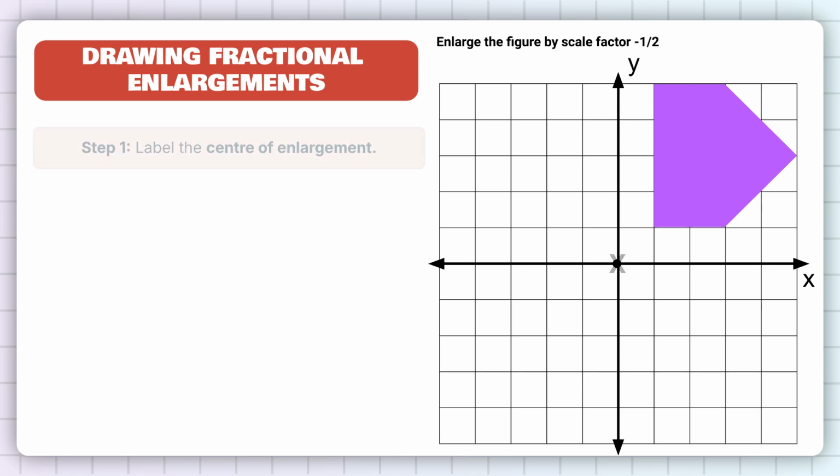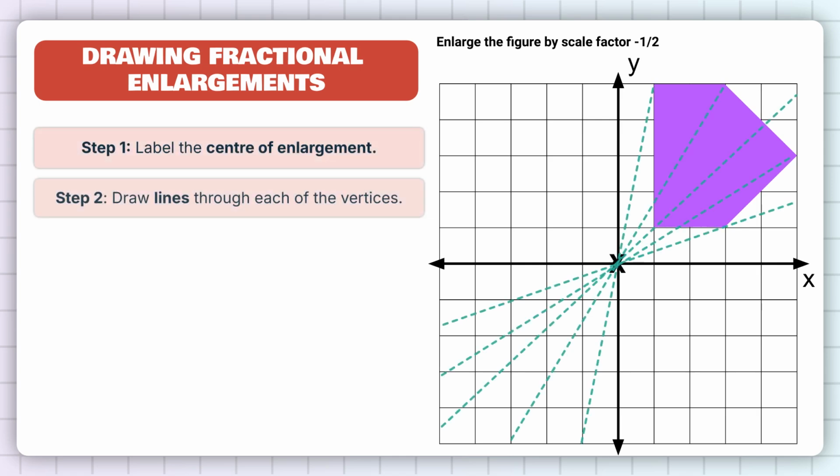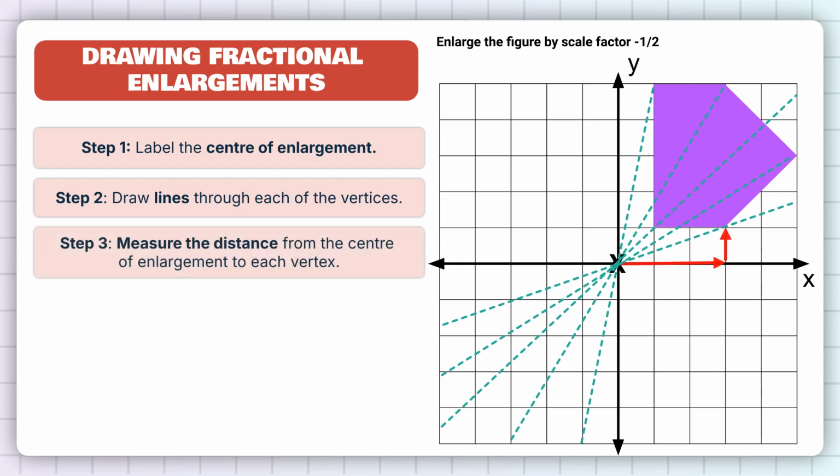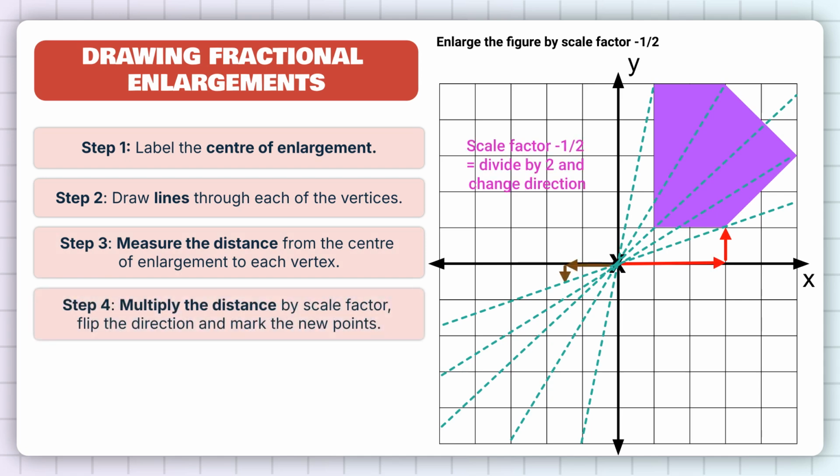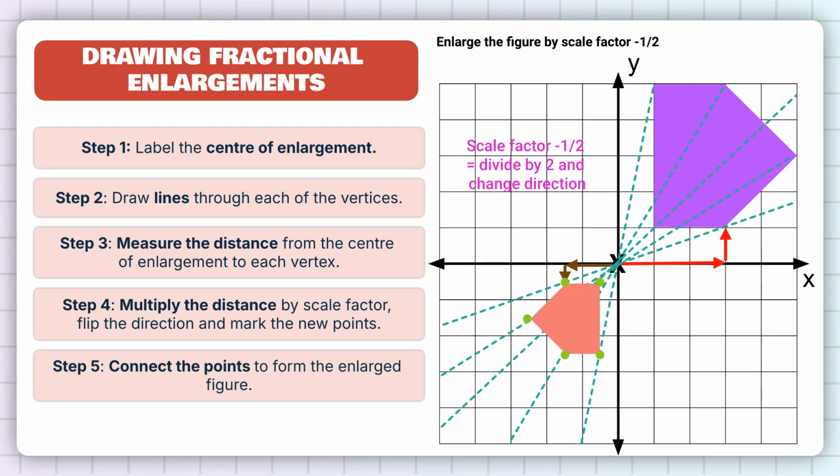Once again, label the center of enlargement and draw lines from it through each vertex of the shape being transformed. Measure the horizontal and vertical distances from the center of enlargement to each vertex. Multiply this distance by the fractional scale factor and mark the new points. Finally, join the new points to form the reduced figure.